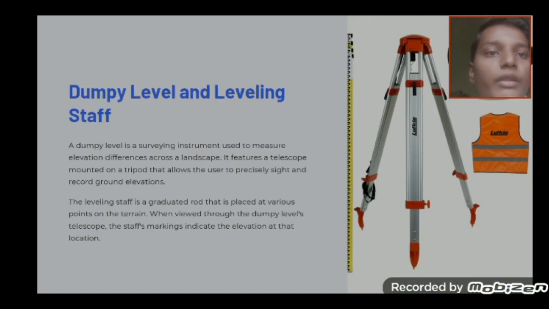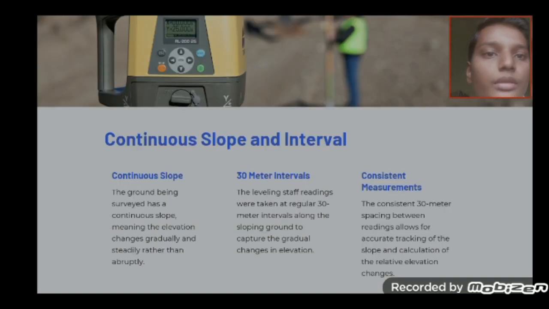Dumpy level and leveling staff. A dumpy level is a surveying instrument used to measure the elevation differences across a landscape. It features a telescope mounted on a tripod that allows the user to precisely sight and record ground elevations. The leveling staff is a graduated rod that is placed at various points on the terrain. When viewed through the dumpy level's telescope, the staff's markings indicate the elevation at that location.